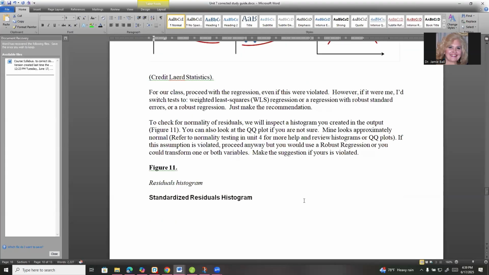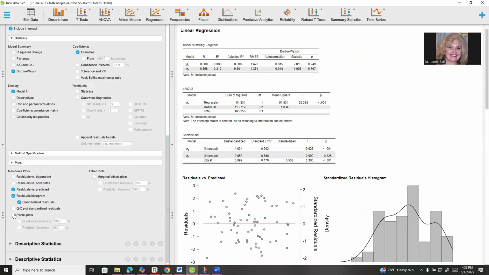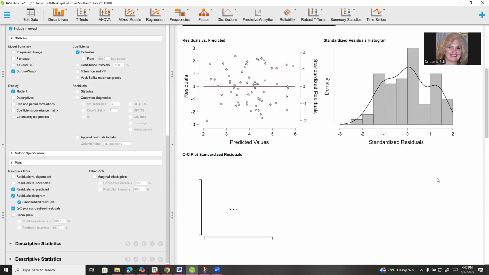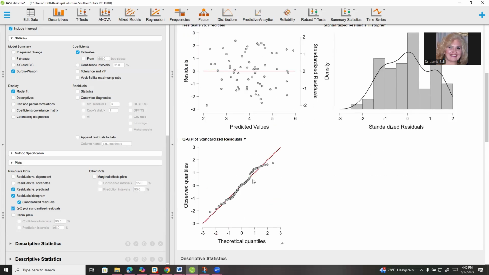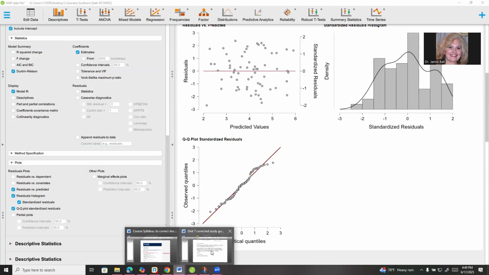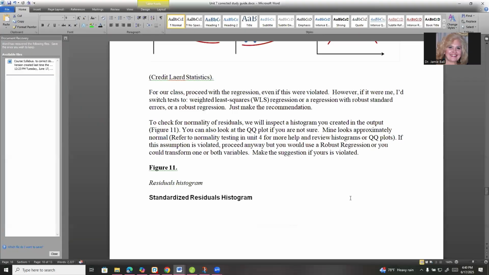Now last, we'll look at that histogram of the residuals for normality. You can also use a QQ plot, which can be ordered right here, right underneath that. So we can add a QQ plot. Now here is my histogram of the residuals. I'd call that approximately normal. Here's my QQ plot. You can look at both if you want to confirm, but I would say mine are approximately normal.